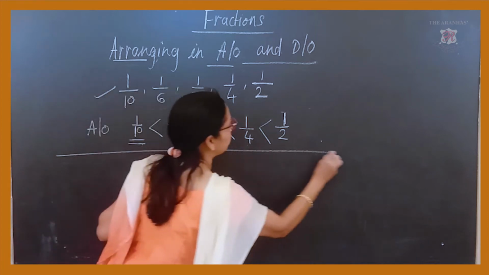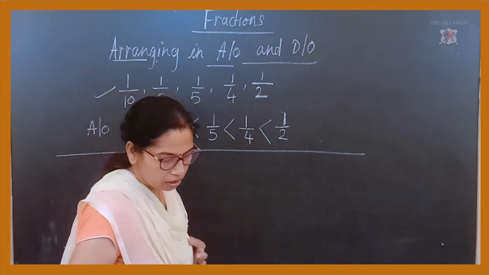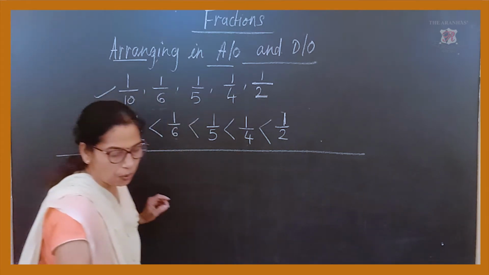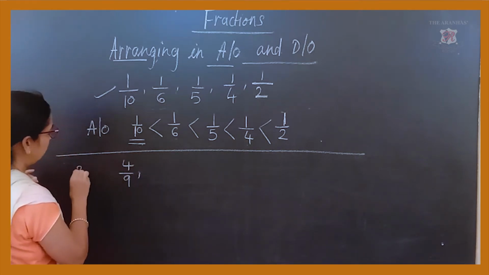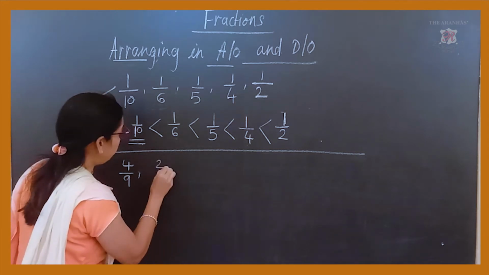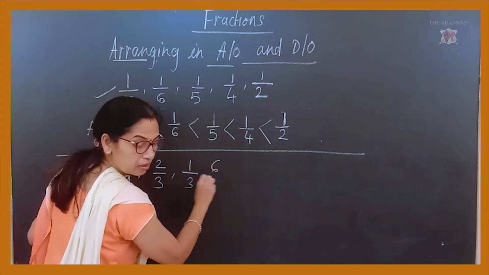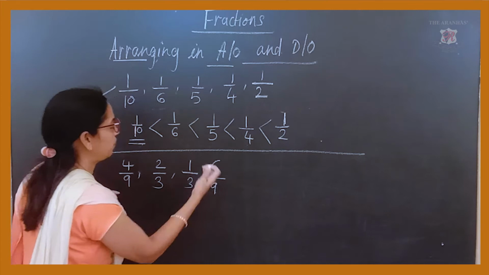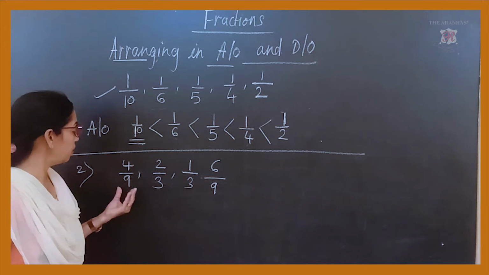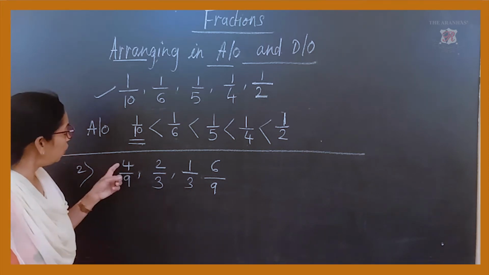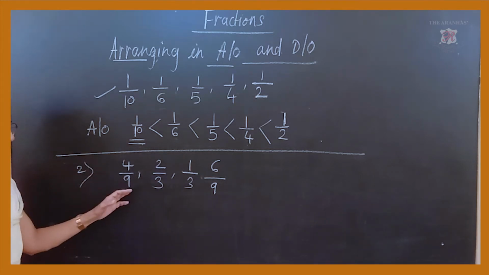Now we will see another example for the ascending order. Suppose here you have 4 upon 9 and 6 upon 9. Here the denominators are different, somewhere 9, somewhere 3. Also the numerators are different. Now what can be done in such cases?